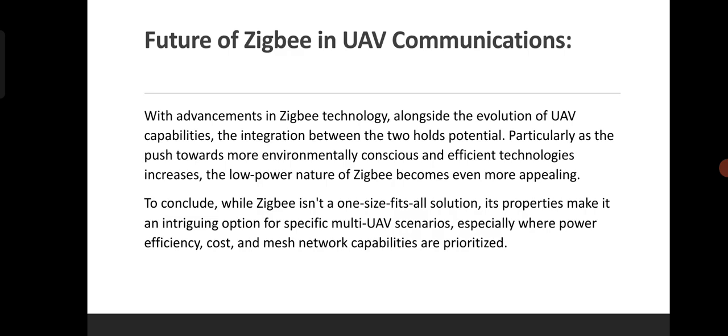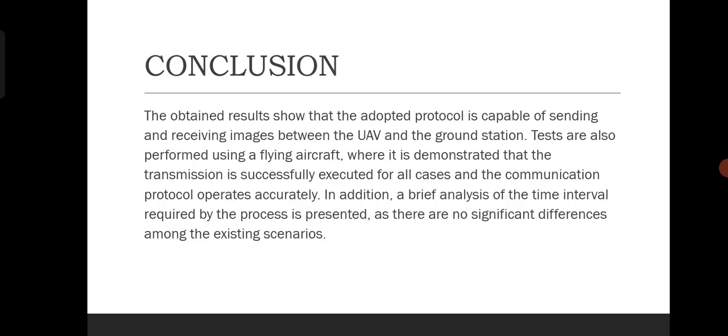To conclude, while Zigbee is not a one-size-fits-all solution, its properties make it an attractive option for specific multi-UAV scenarios, especially where power efficiency, cost and mesh network capabilities are prioritized. In conclusion, the obtained results show that the Zigbee protocol is capable of sending and receiving images between the UAVs and the ground stations. This is the main function of the Zigbee protocol.